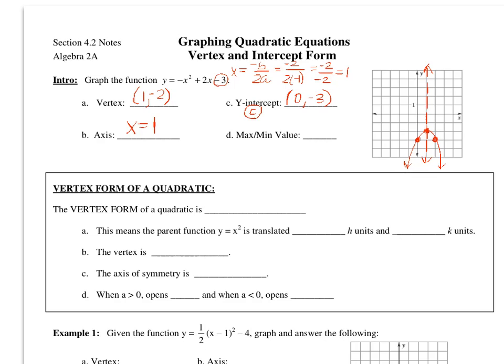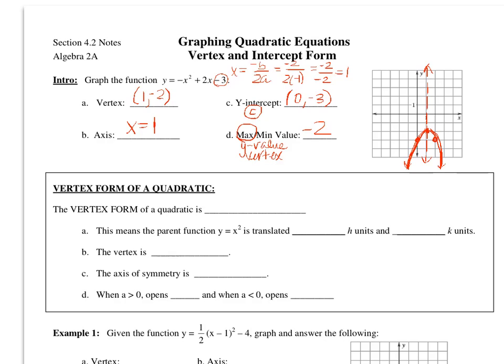We also learned yesterday that the max and min value is the y value of your vertex. So if we look at our vertex, in this case, the maximum value is negative 2, because everything else is below the y value of negative 2 when I look at my parabola. So that's a bit of review from section 4.1.